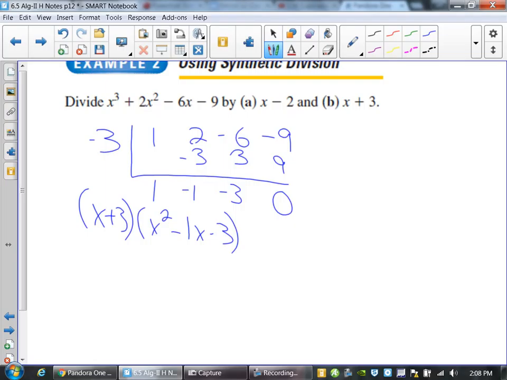Why do you factor x plus 3 out when you're trying to divide? Well, that's what we are doing. When you're factoring something, aren't you dividing it out? Same idea.